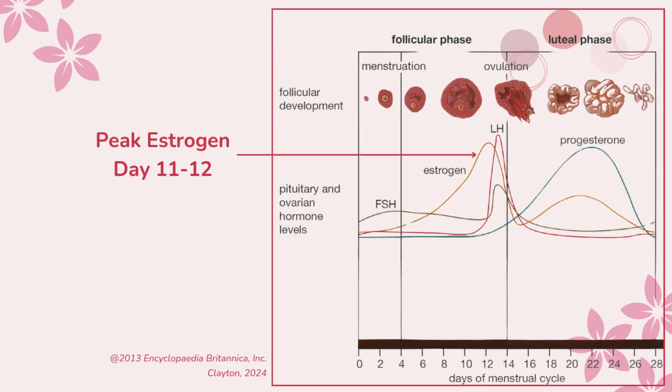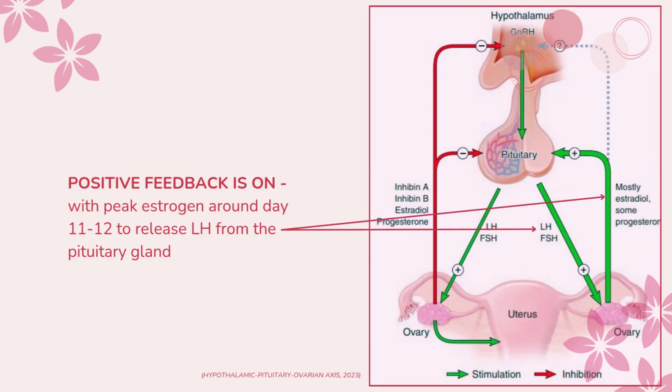Around days 11-12, the cells surrounding our superstar egg, the dominant follicle, really crank up the volume on estrogen production. This surge in estrogen is the body's way of saying we are almost ready for the main event. This peak in estrogen is like the grand finale drum roll, sending a positive feedback signal to the pituitary gland to release luteinizing hormone, LH, and get ready for the big moment.